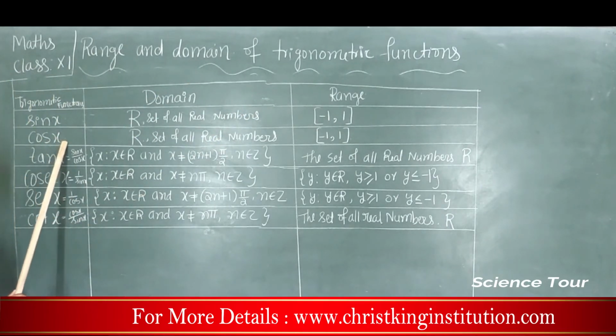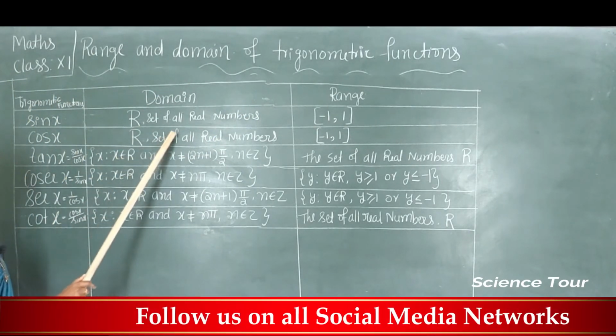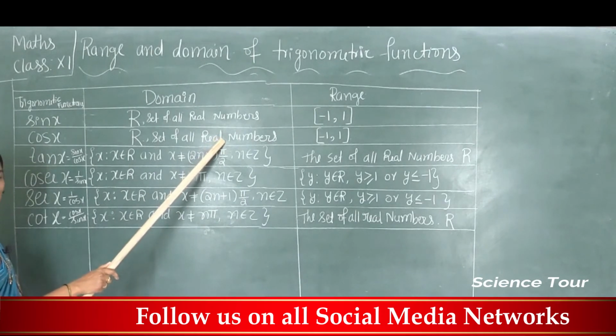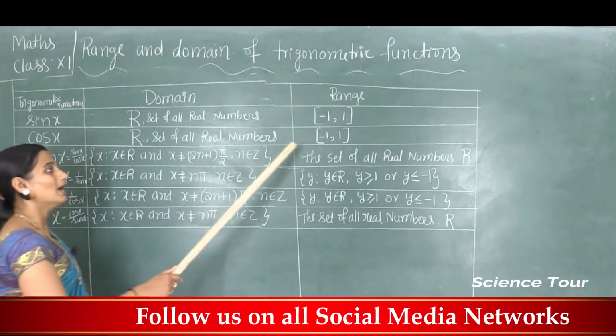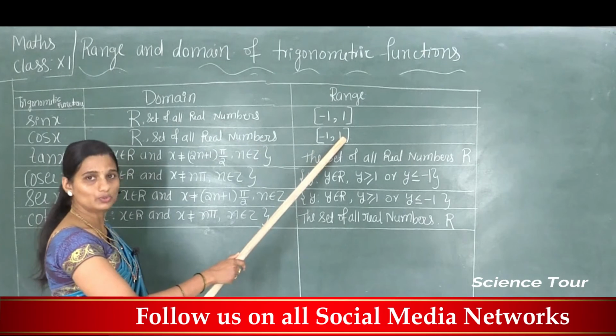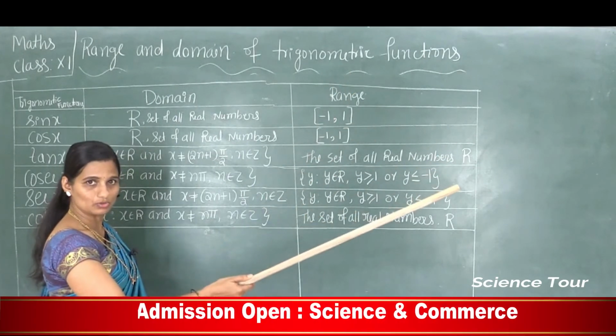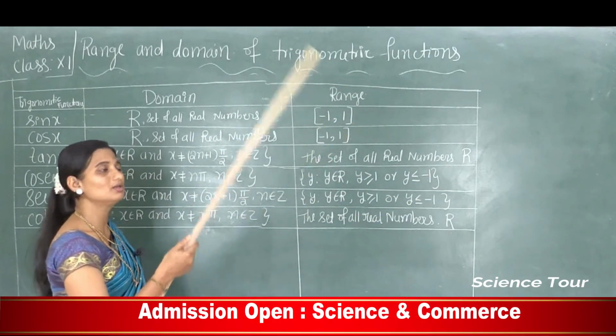Yes, cos also the same. So the domain R is what? The set of all real numbers. R is the set of all real numbers, and the range is what? -1 to 1. Again, we don't get 2, we don't get infinity or whatever it is.